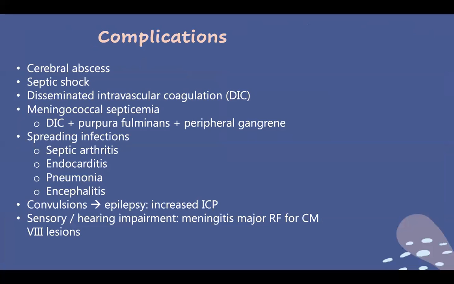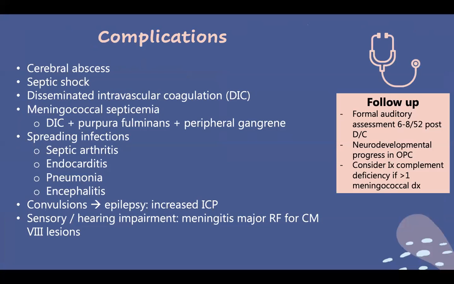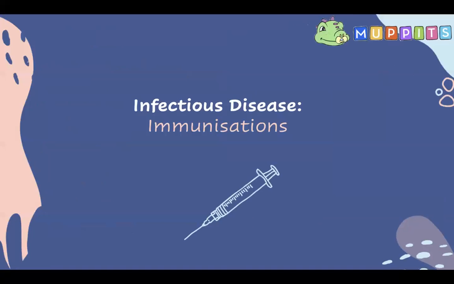So these are some complications. I won't read them out to you, but essentially, just note that hearing impairment is one of them, and it's a major risk factor for cranial nerve involvement. That's why they say there should be an appointment for an auditory assessment, as well as neurodevelopmental follow-up to see if it's affected anything long term. But yeah, that is that.